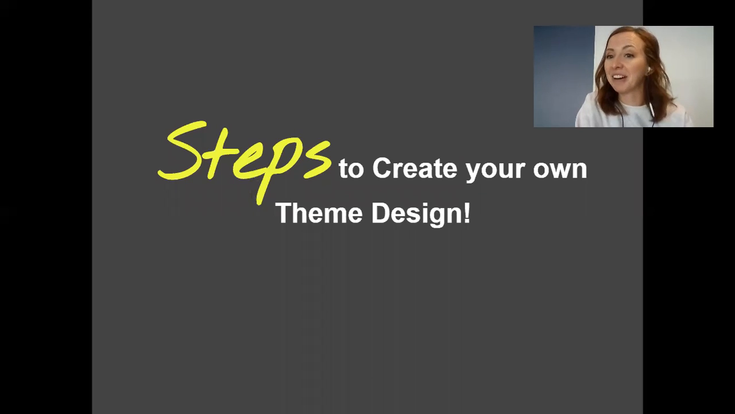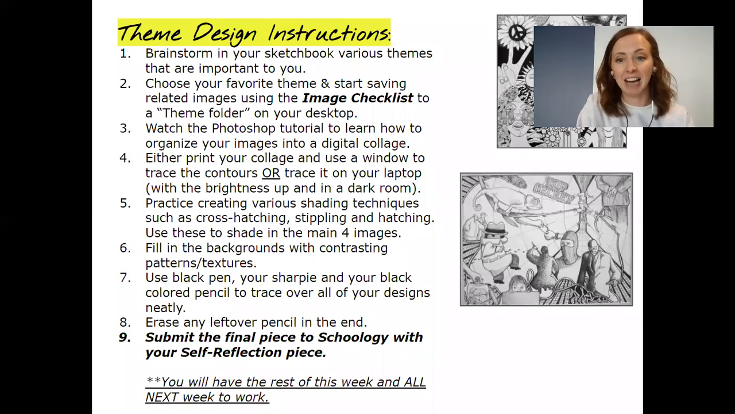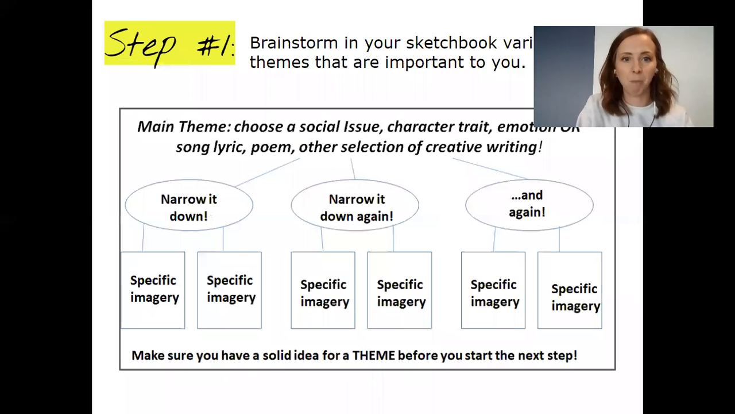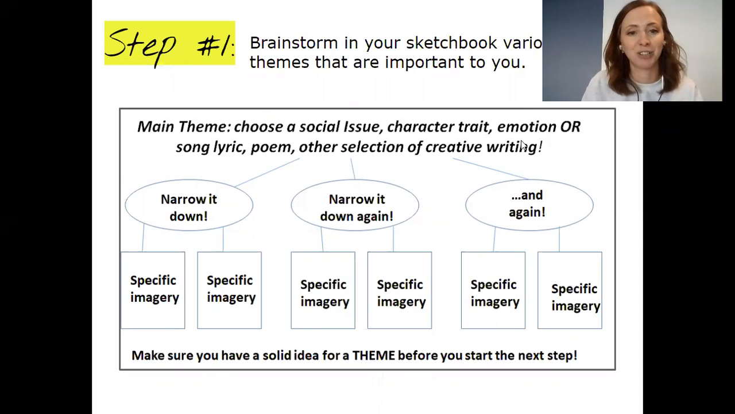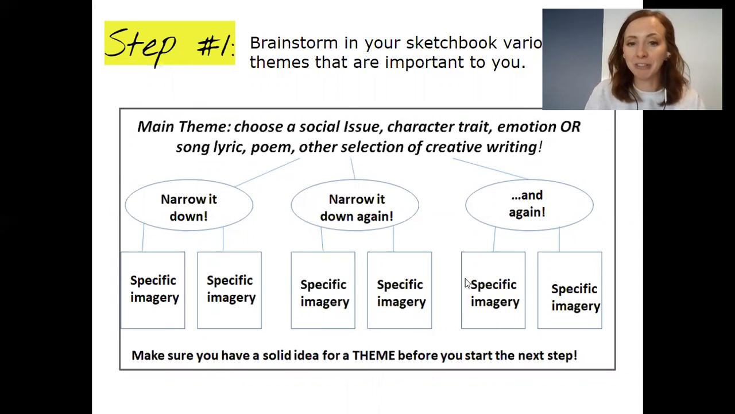Okay, so here are the steps, and I have broken these steps into 2 different sections. All of the steps are found in this presentation, but these first steps are all you're going to need for this week. So first thing, here's the full instructions. Step 1 is brainstorming. What do you want to say? What do you care about? Maybe it's a social issue, a character trait, an emotion, a song lyric, a poem, however you want to do it.